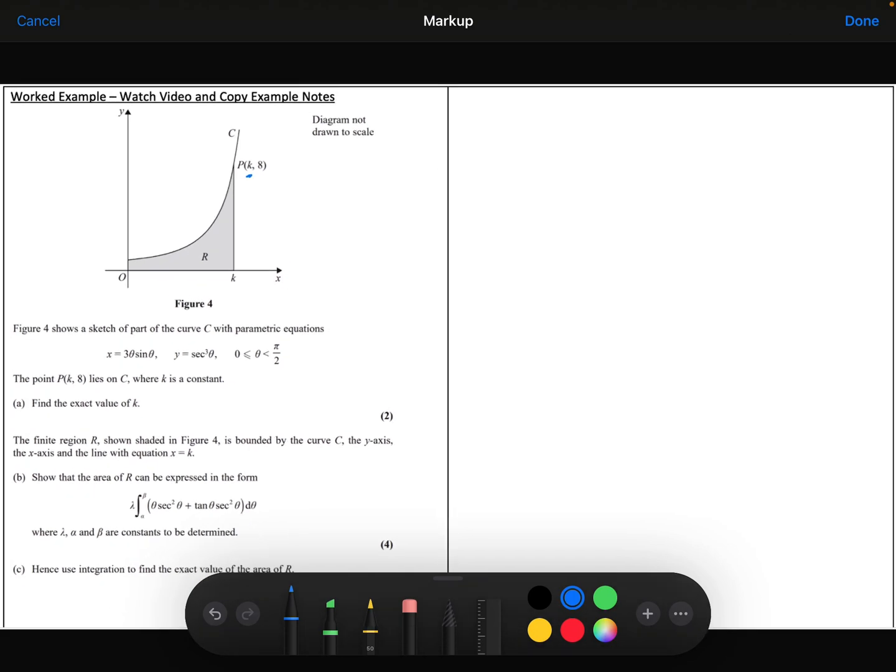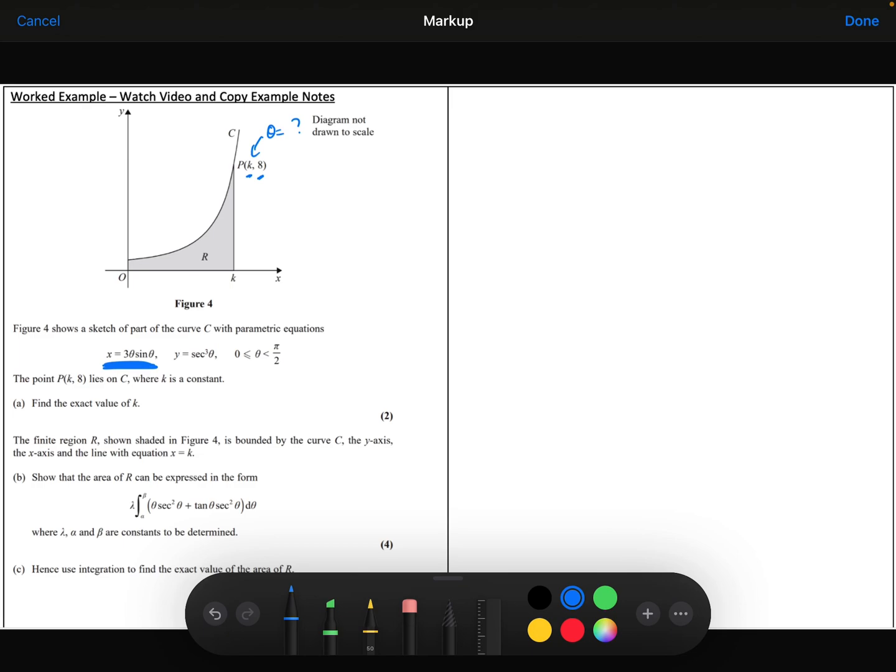K is the x coordinate of P. So in order for me to work that out, I would like to know what theta is at this point. If I can work out what theta is at this point, then I can substitute it into my x parametric equation to work out the x coordinate, and hence I'll know what k is. So how can I work out what theta is at point P? Well, at point P, I know that the y coordinate is 8.